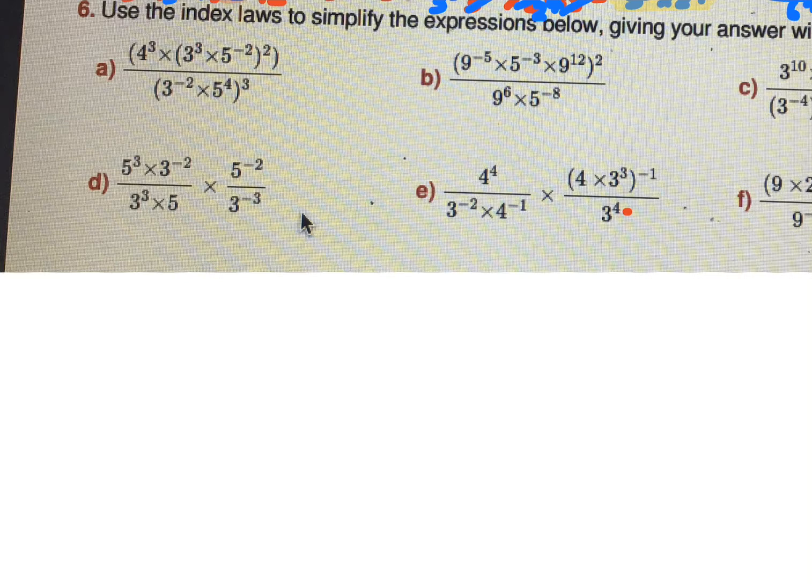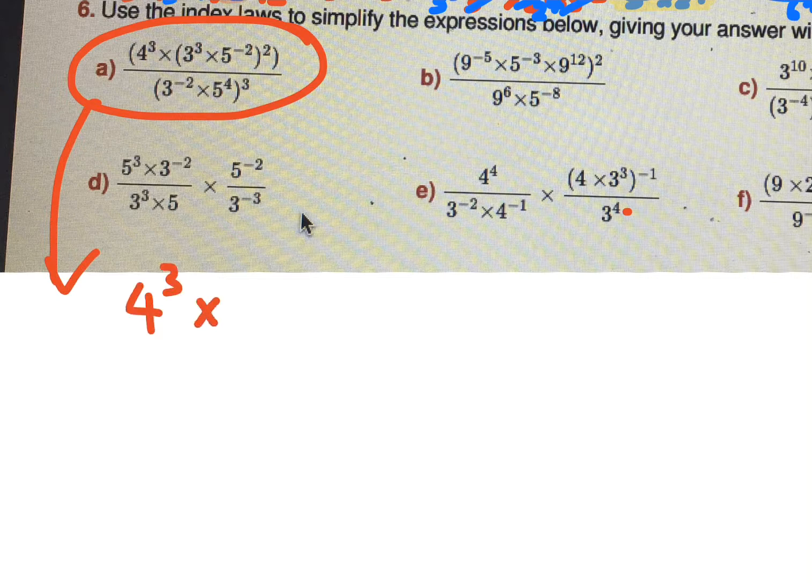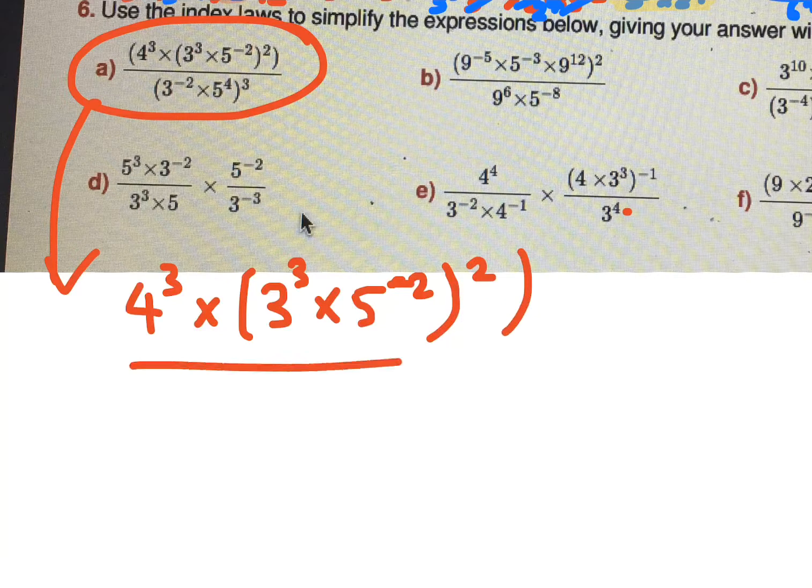How would we do some of these ones here? So let's just focus on that first one. Alright, so if we do the brackets that are on the inside first, and we multiply, so you've got 4 to the 3, 3 to the 3, 5 to the minus 2, all to the 2, all over 3 to the minus 2, 5 to the 4, all to the 3.